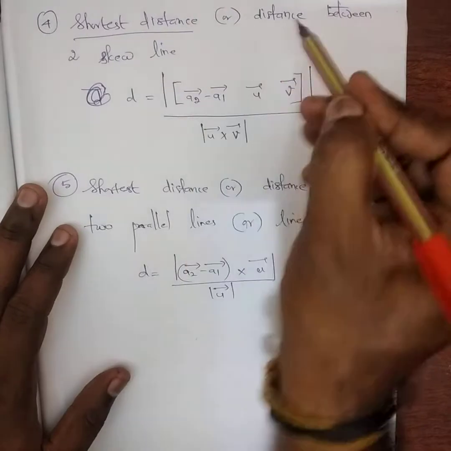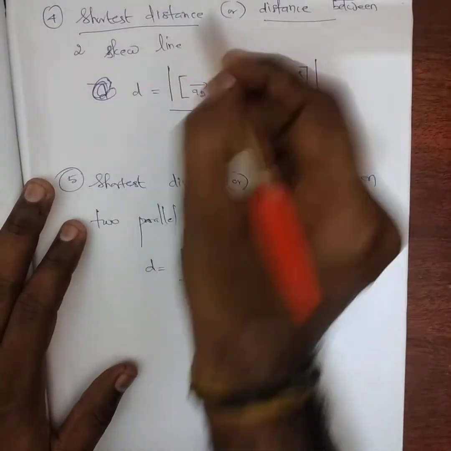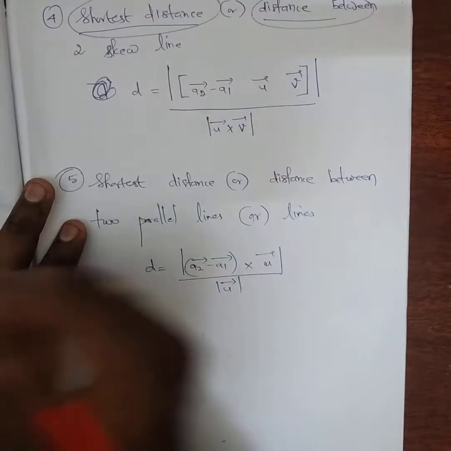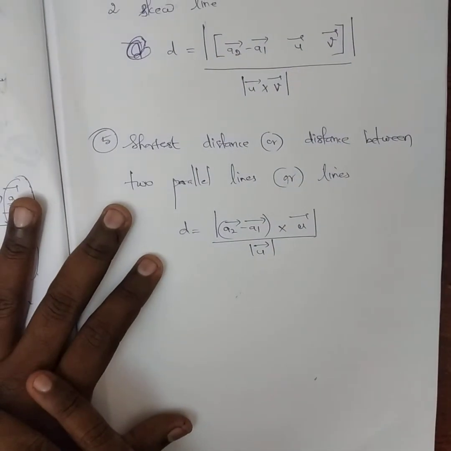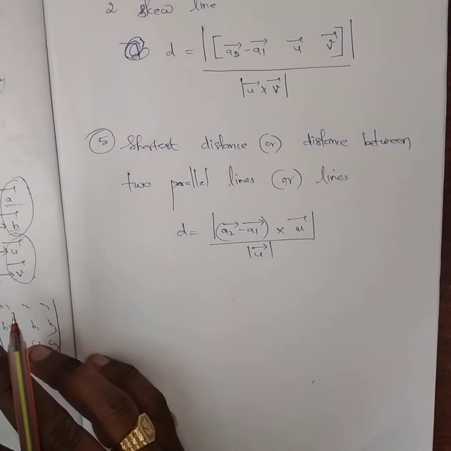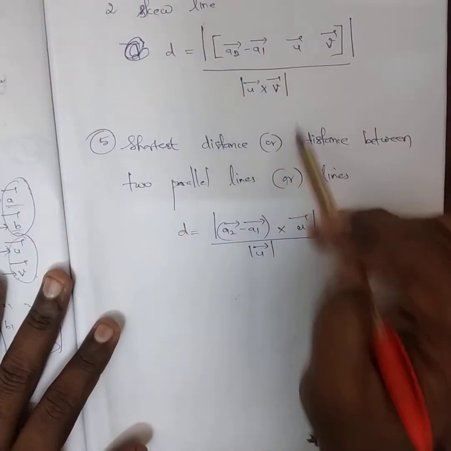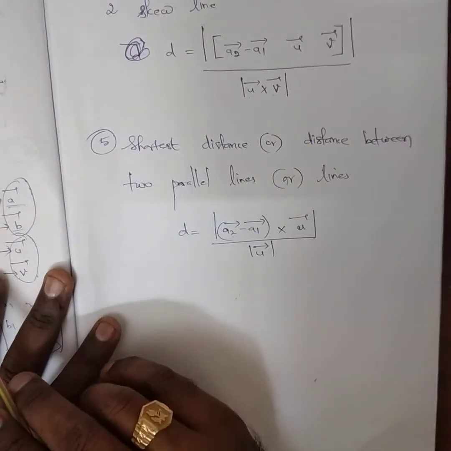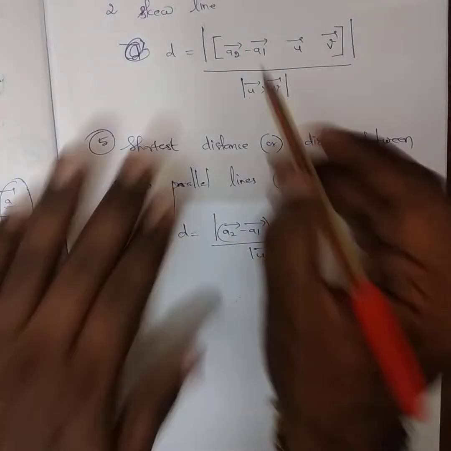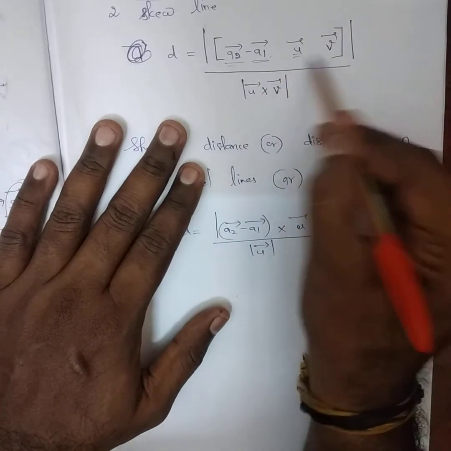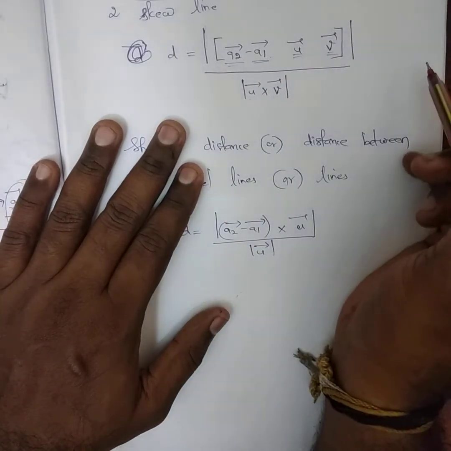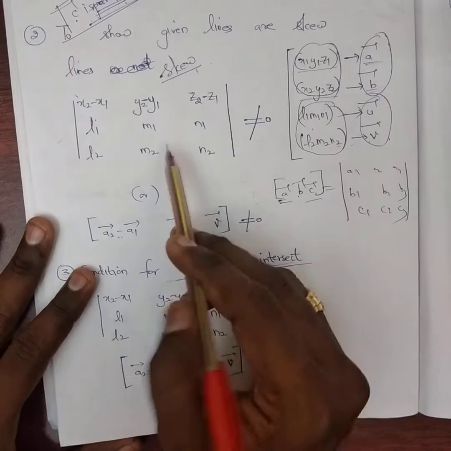We can say the shortest distance or distance between skew lines is D equal to the modulus of the box of A2 minus A1, U, V, divided by the modulus of U vector cross V vector. So we need two points A1 and A2 and two parallel vectors U vector, V vector. This is the formula.